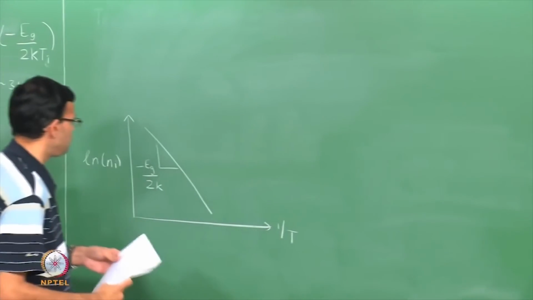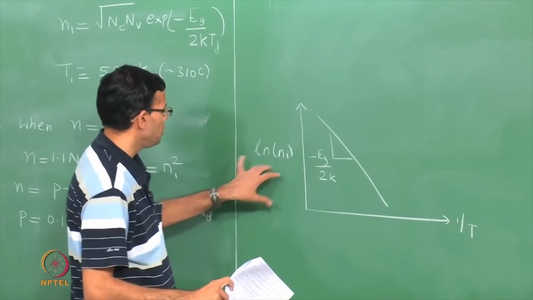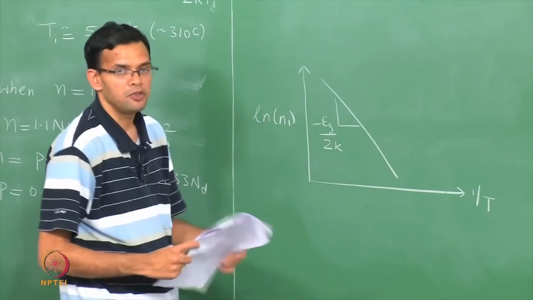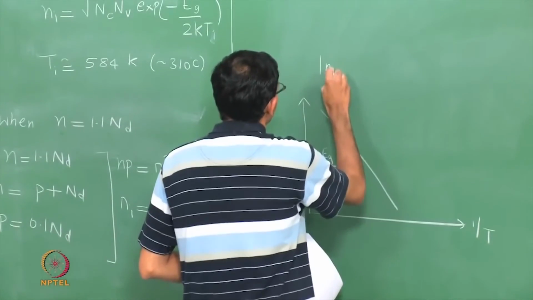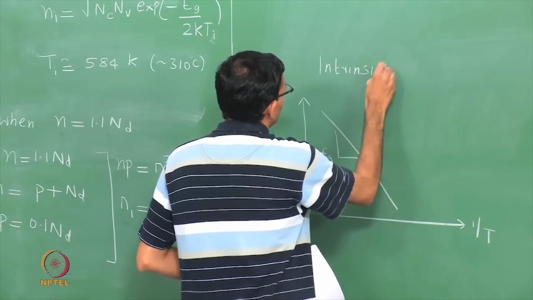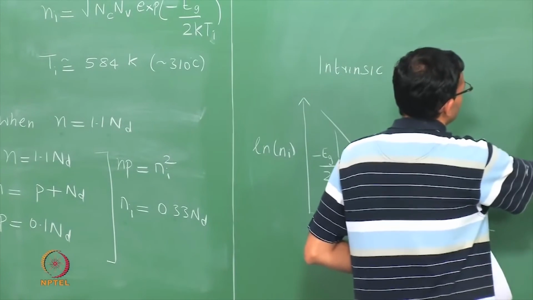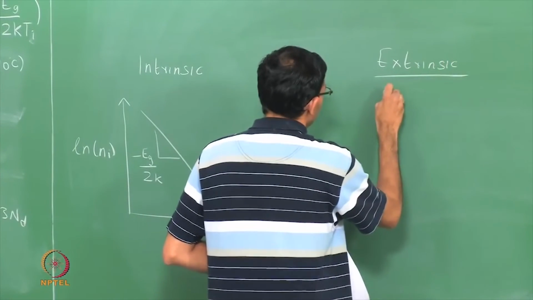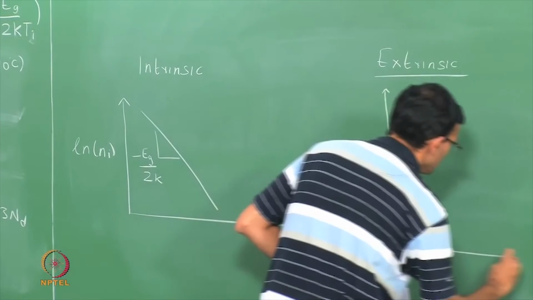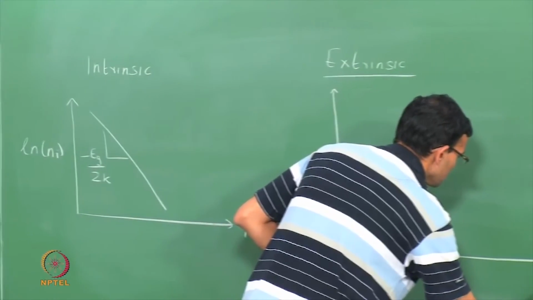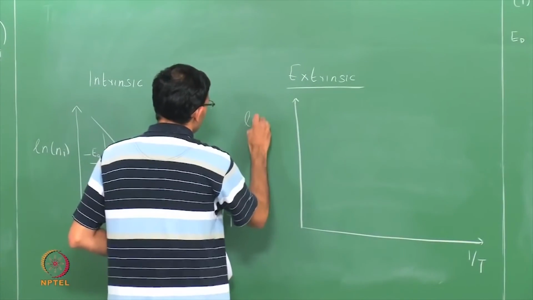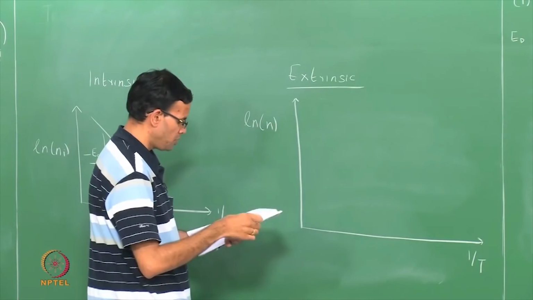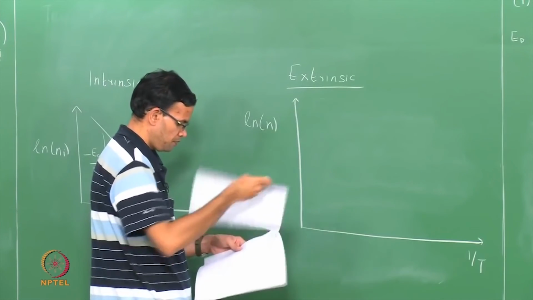In the case of an intrinsic, we have already done this before. Log of N versus 1 over T is just a straight line with one slope. So, this is intrinsic. You can do the same for extrinsic. So, now instead of one slope we will have two slopes and we have three regimes.